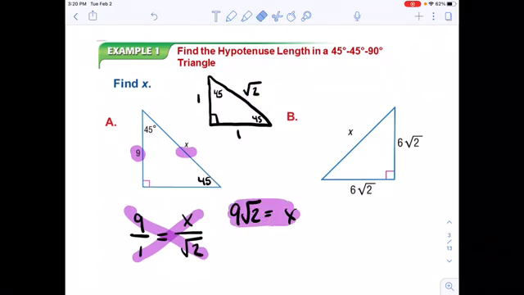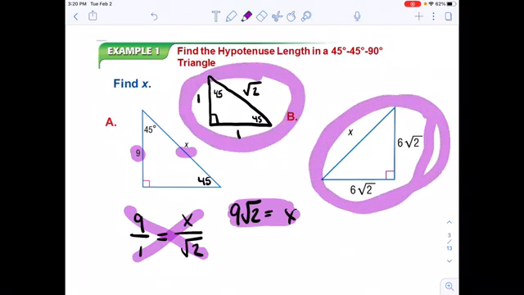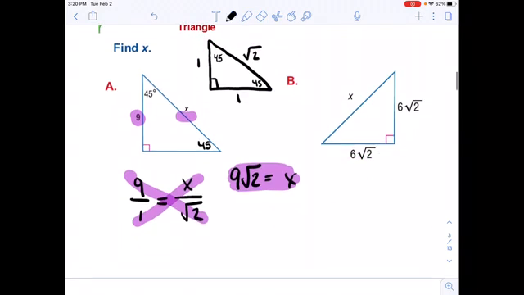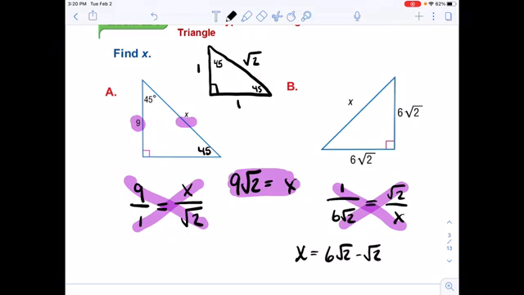We have the same pair of similar triangles again. This guy, as long as you have a 45, 45, 90, and this guy, who is a 45, 45, 90, can be set up as a proportion. So we're going to do it. We have our leg length, 1 over 6 root 2, equals root 2 over x. We are going to cross multiply. Once again, we get 1x, or just x, equals 6 root 2 times root 2.